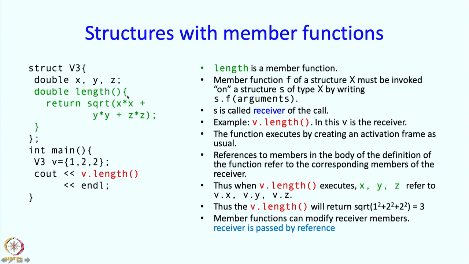So, in this code, if you change x, then the x member of v is going to get changed. So this v is being passed by reference, that is why this happens. If v was passed by value, then if you change x, that would not happen. But indeed, the receiver is passed by reference.